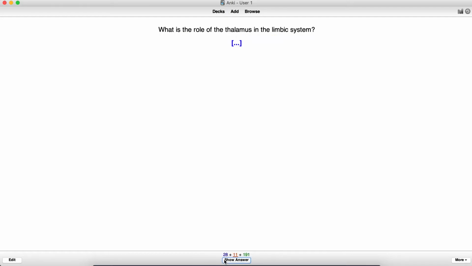Yeah. What is the role of the thalamus in the limbic system? It is a sensory relay station that relays all the sensory information to specific cortexes and areas of your brain except smell, which bypasses the thalamus.